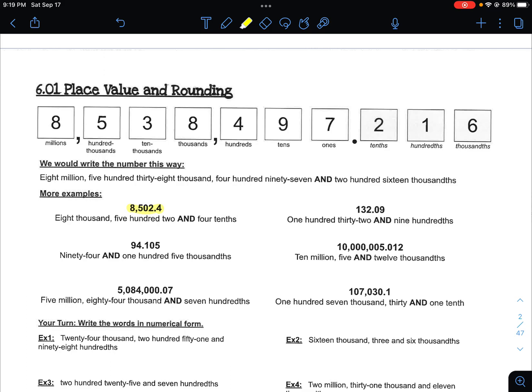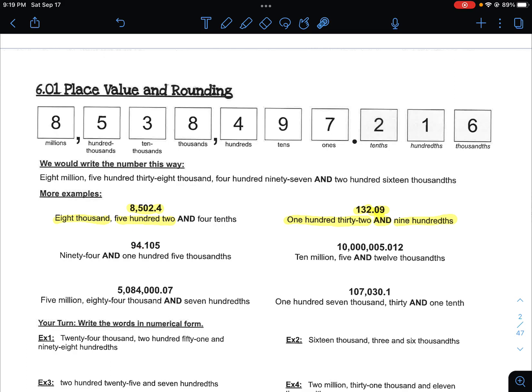We've got this number right here, which reads as 8,000, comma 502, because this section right here is 502, and, which is the decimal, 4/10. And it's 4/10 because it's the 4 in the tenths place. There's only one decimal place, so we would say 4/10. The next one would be 132, and decimal 9/100. The 9 is in the hundredths place, and there are 2 decimal places, so we would say hundredths.